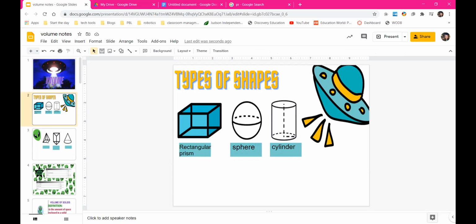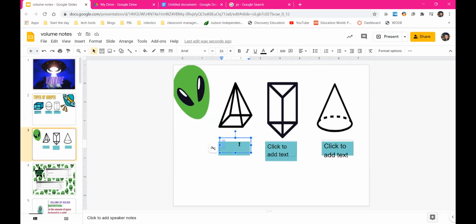Okay, slide number 3. This first one is a pyramid. The middle one is a triangular prism. And this last one is a cone.